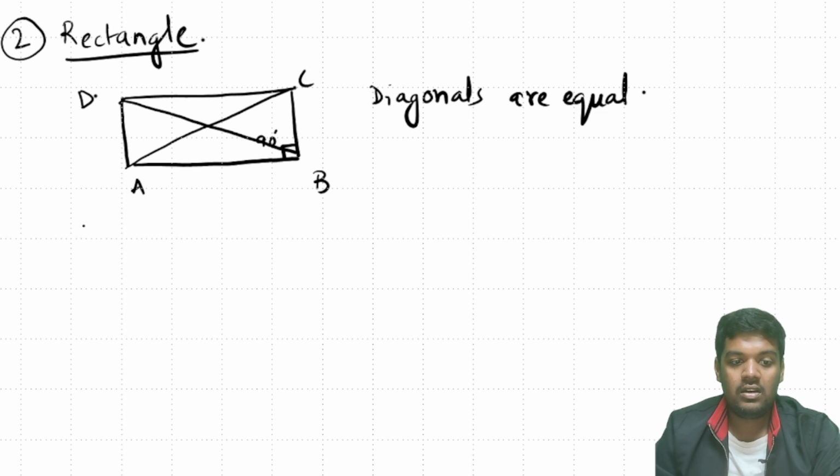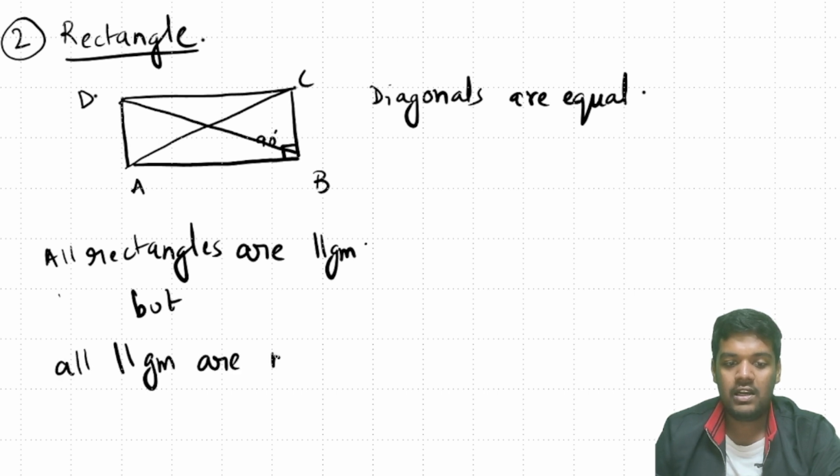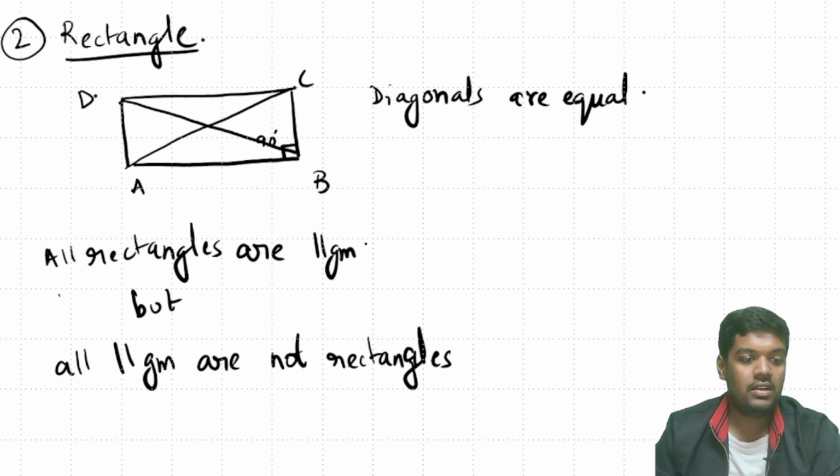Right. Also, there is an important saying: all rectangles are parallelograms, but all parallelograms are not rectangles. Right. Now let's move on to the third type of quadrilateral, which is called rhombus.